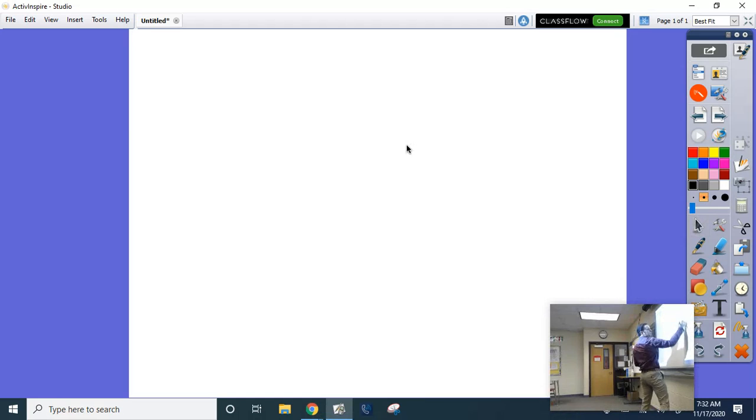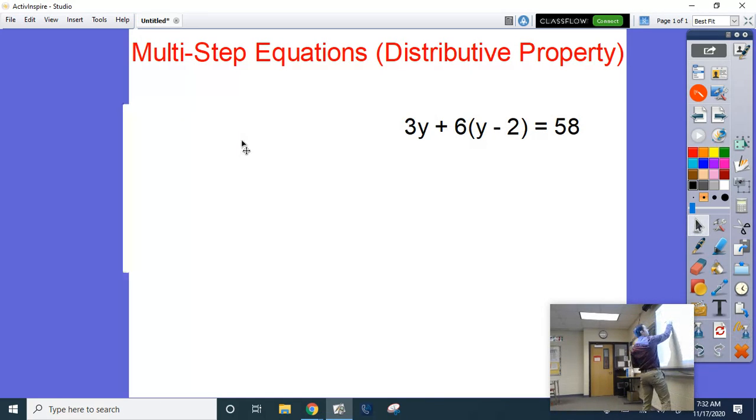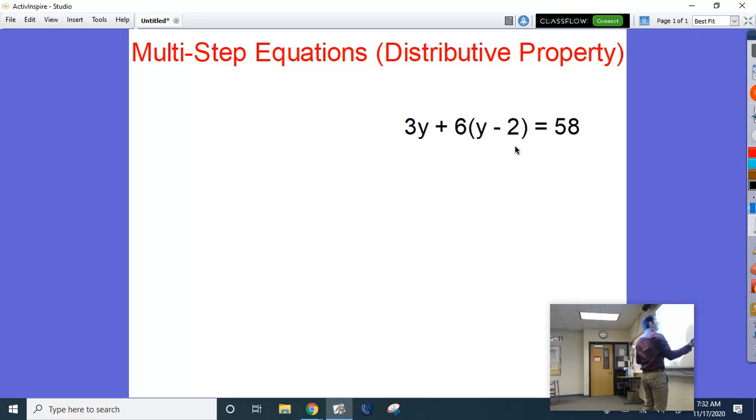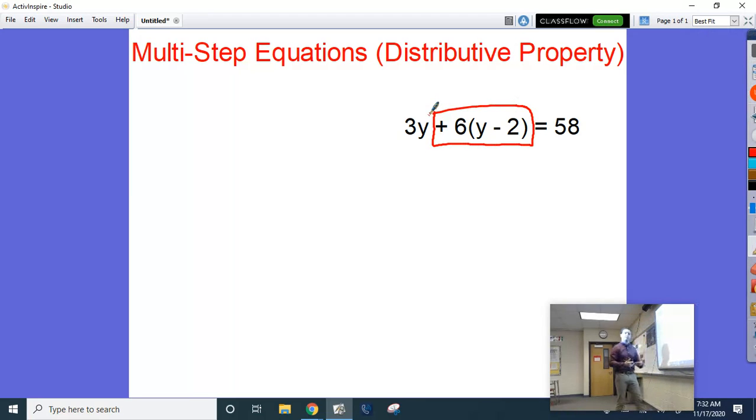Second example, I'll come over here. And now I have a little bit more. Not only do I have the distributive property here, and this is kind of where I want to focus. I want to focus on distributing first. That's where I want to make sure that I take care of first. But then I have another 3y on this side. I'll show you what to do with that in a minute.